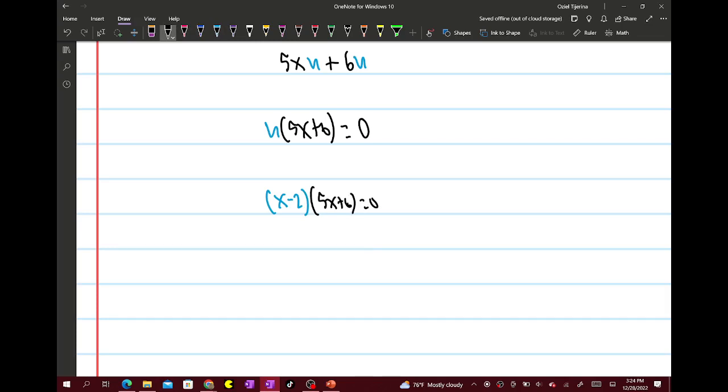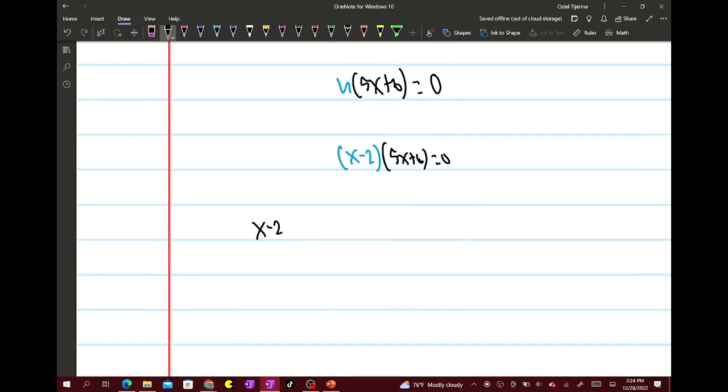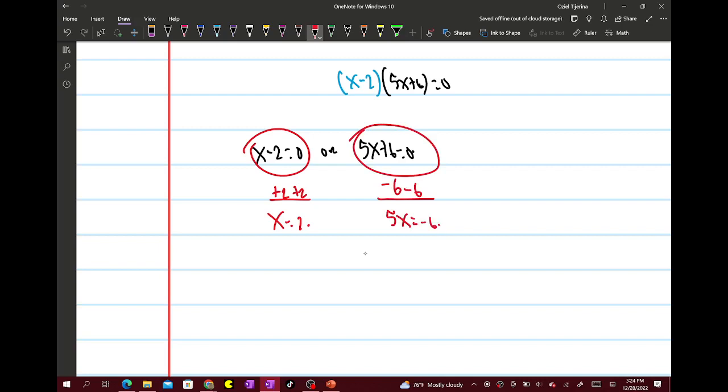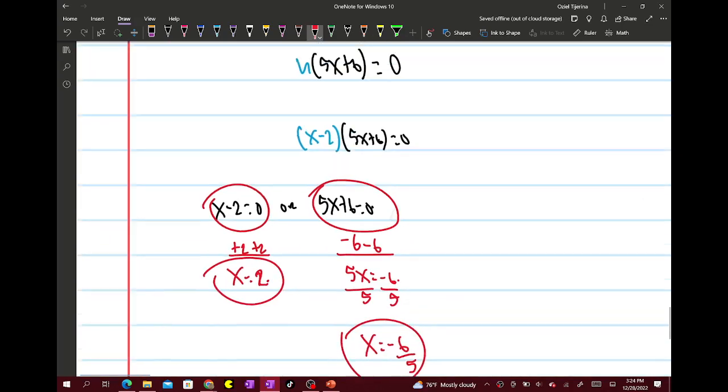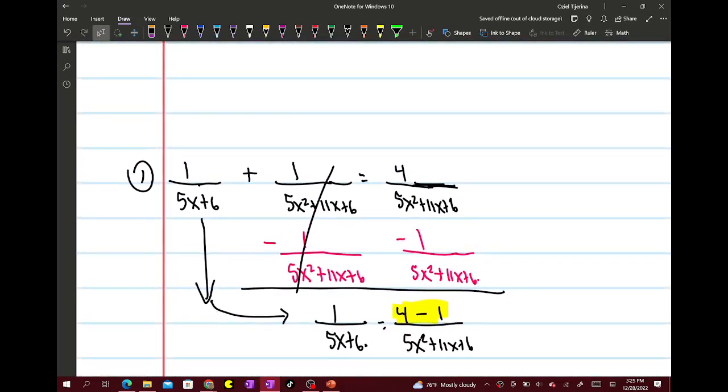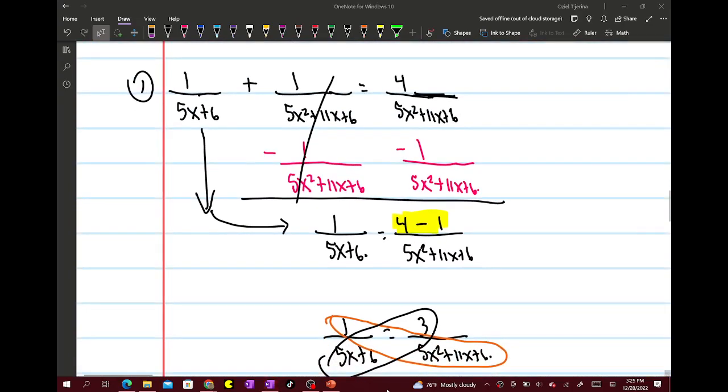Now, you're going to solve both for x. So you have x minus 2 equals 0, or 5x plus 6 equals 0. To solve this for x, you're just going to add 2 to both sides. You get x equals 2. Then to solve this for x, you're just going to subtract 6 on both sides. You have 5x equals -6, and then divide by 5, and it gives you x equals negative 6 over 5. Now, you want to go ahead and check it, because, like I said, there can be extraneous solutions. So give me 1 second.